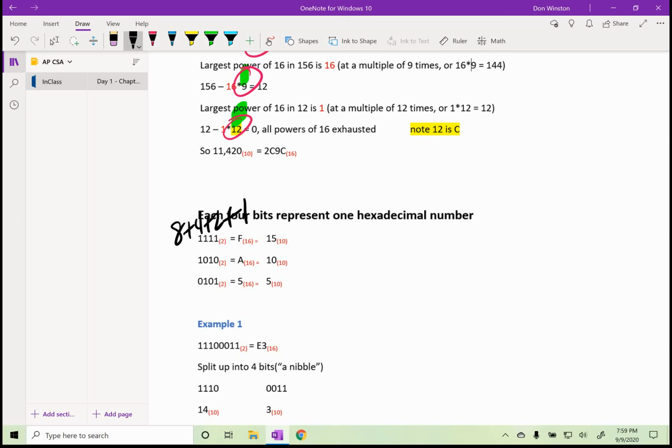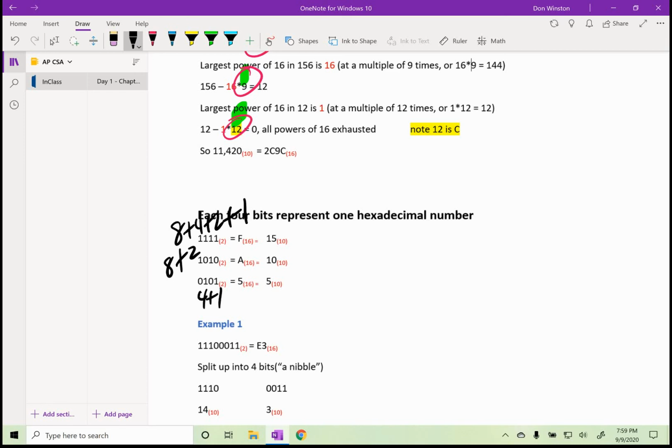And then 1010 base 2, how do I know that's 10? That's just 8 plus 2. That equals 10. Well, that's A, base 16. And then 0101, that's 4 plus 1, that's 5. It's 5 base 10. Well, that's just 5 base 16.